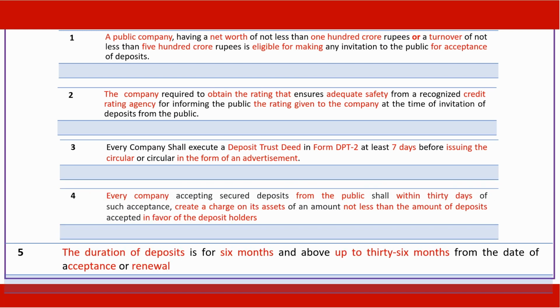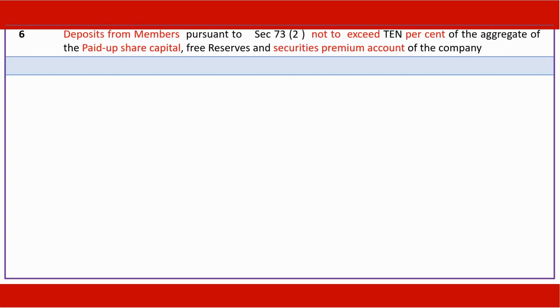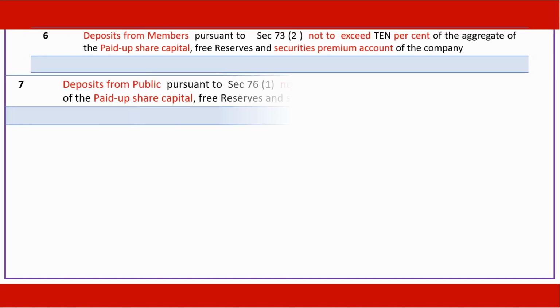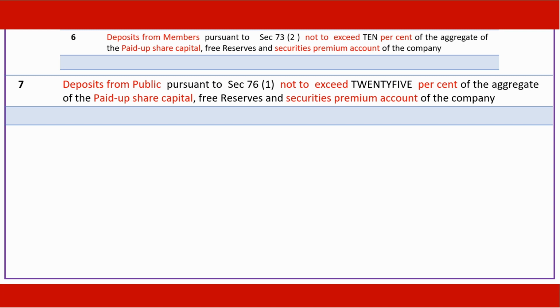A company can accept deposits for a term which is not less than 6 months up to and not exceeding 36 months from the date of acceptance or renewal. Company can accept deposits from its members under section 73 subsection 2 and it shall not exceed 10% of the aggregate of paid up capital plus free reserves plus securities premium account of the company. Deposits from members. Deposits from public under section 76 subsection 1 not exceeding 25% of share capital, free reserves plus securities premium account.